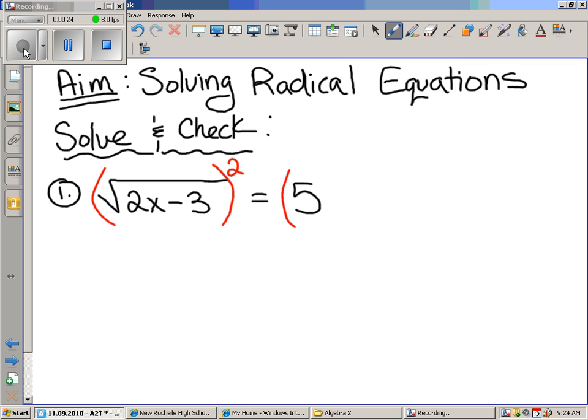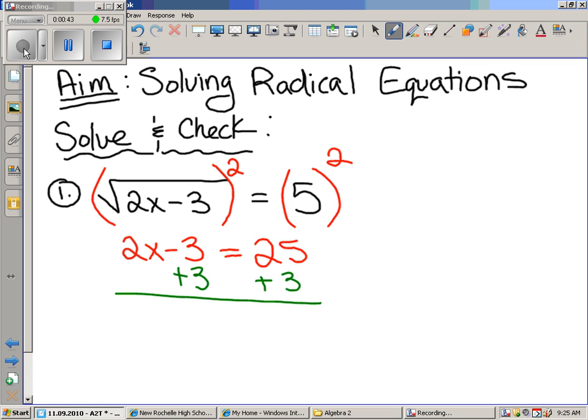Square this up, square this up. Because you are multiplying the square root by itself, all you get is the stuff inside. 5 squared is 25, and then you just solve for x. Add 3, add 3. 2x equals 28. You can't just do it from the beginning because it's locked underneath the square root.